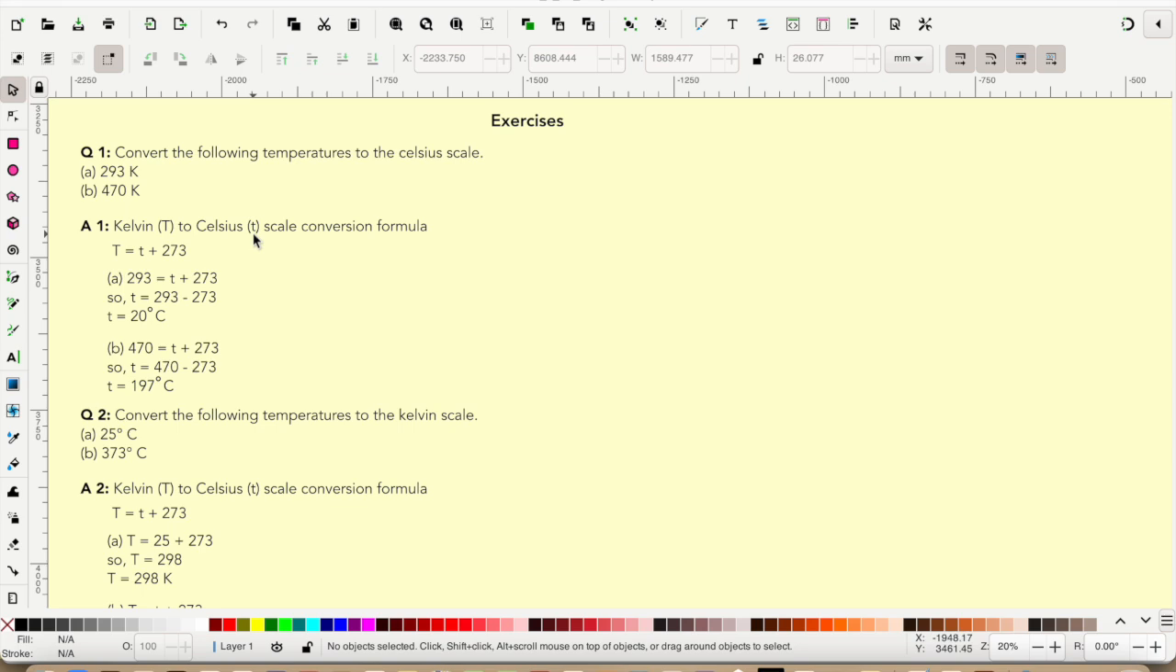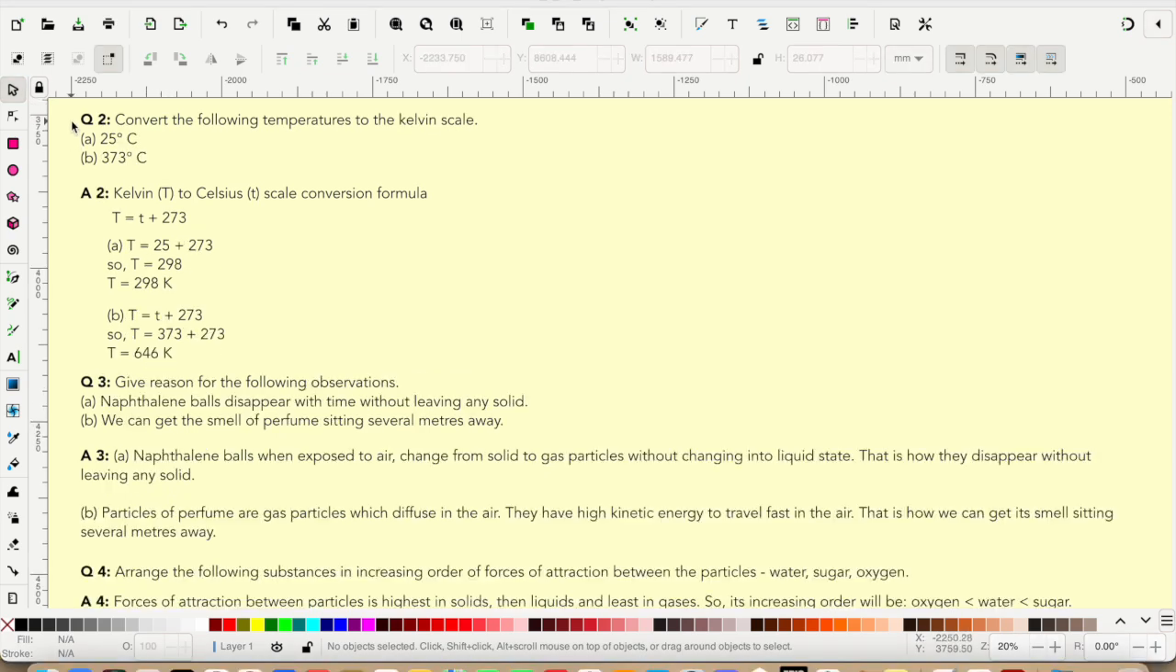the temperature in Celsius. Put the value of capital T as 293, so small t can be calculated as 20 degrees centigrade. In part B, put the value of capital T as 470, so small t will be calculated as 197 degrees centigrade. Question 2. Convert the following temperatures to the Kelvin scale. Part A 25 degrees centigrade, Part B 373 degrees centigrade.